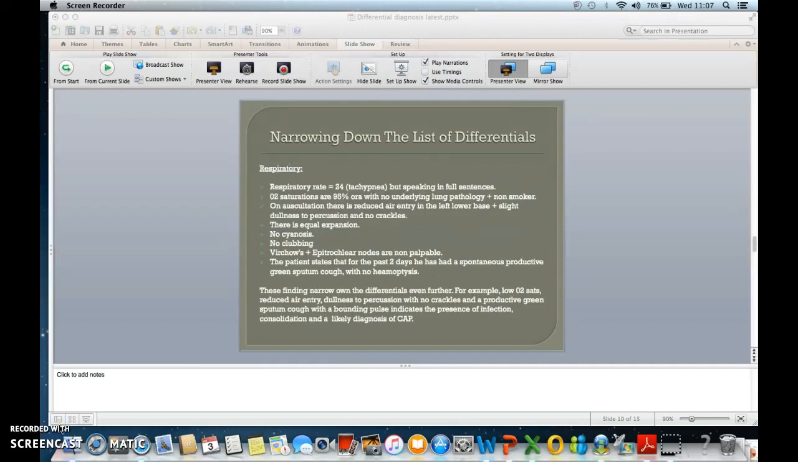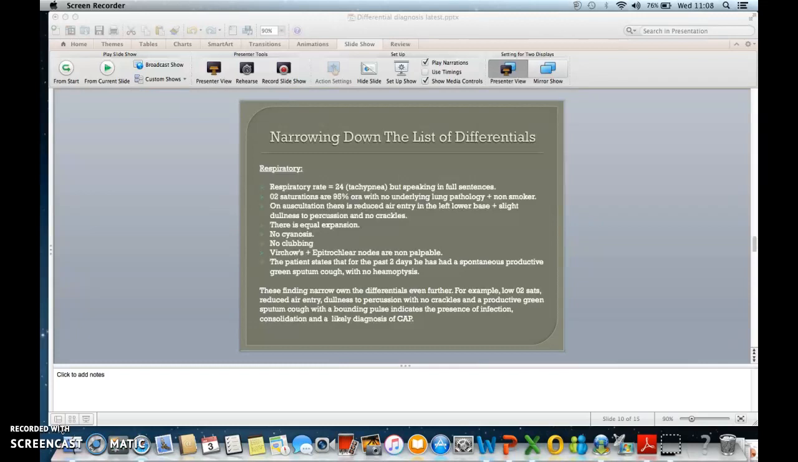So from a respiratory point of view, his respiration rate is 24, so he's tachypneic, but he's speaking in full sentences. His O2 saturations are 95% on room air, and he's got no underlying lung pathology. On auscultation, there is reduced air entry in the left lower base, plus slight dullness to percussion and no crackles. There is equal expansion, no cyanosis, no clubbing, axillary and epitrochlear nodes are non-palpable, and the patient states for the past 2 days he has had a spontaneous productive green sputum cough with no hemoptysis. So these findings narrow down the differential even further.